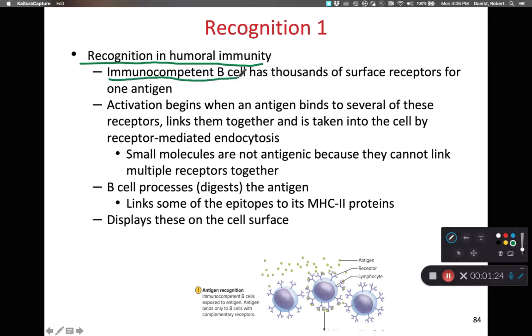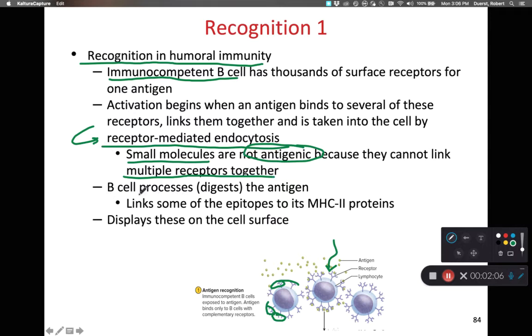Now, immunocompetent B cells are going to have thousands of receptors on their surface. All of these receptors are going to recognize one specific antigen. And if those antigens bind to the receptors, the antigen and receptors are linked together, and then we have receptor-mediated endocytosis. And then that receptor-mediated endocytosis is going to initiate or be part of this process. Very small molecules are not antigenic because they can't link across multiple receptors to initiate receptor-mediated endocytosis.